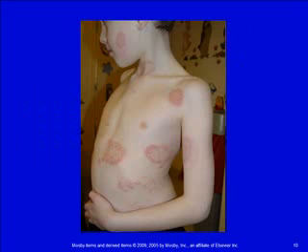And here's some pictures. The common name for this is your tineas. This is ringworm, which there's no worms involved. It's a fungus.